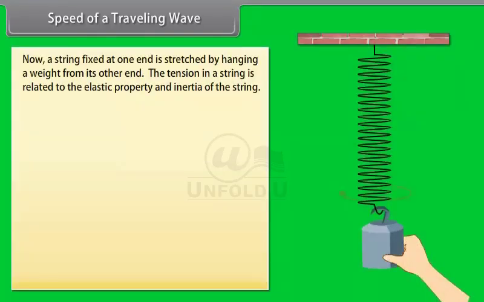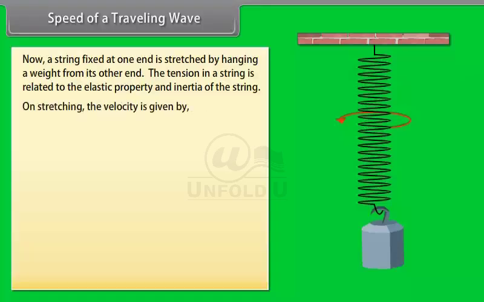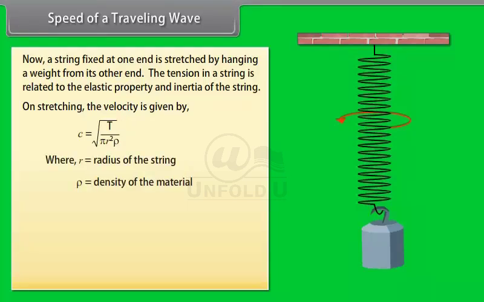Now, a string fixed at one end is stretched by hanging a weight from its other end. The tension in a string is related to the elastic property and inertia of the string. On stretching, the velocity is given by C is equal to under root T upon pi r square rho. Here, r is equal to radius of the string. Rho is equal to density of the material.